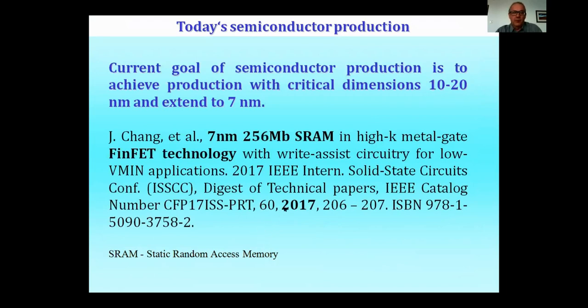There are publications. In 2017, a 7 nanometer static random access memory in high-k metal gate and FinFET technology was published, where such technology was demonstrated. There is not only a small size of structures, but also new materials, high-k, and new technologies, FinFET.